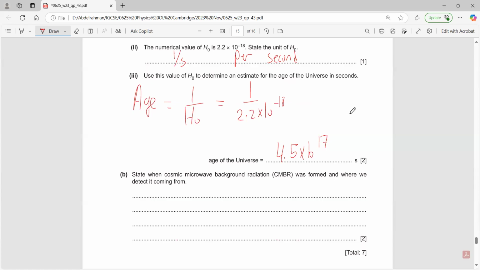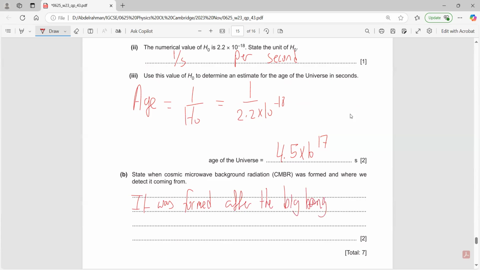State when cosmic microwave background radiation was formed and where we could detect it from. When was it formed? It was formed during or after the Big Bang. It was formed after the Big Bang.